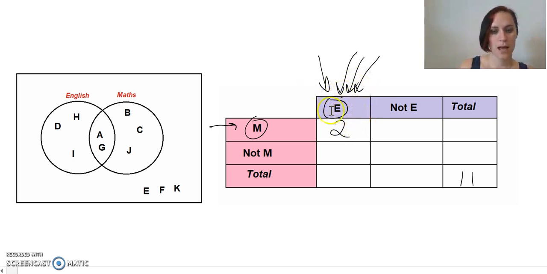This time it's the people who like English who fit into that circle but don't like maths. They don't fit into the maths circle as well. And this is what we've got here. 1, 2, 3. So we can add them in, and we have a total down here of 5.